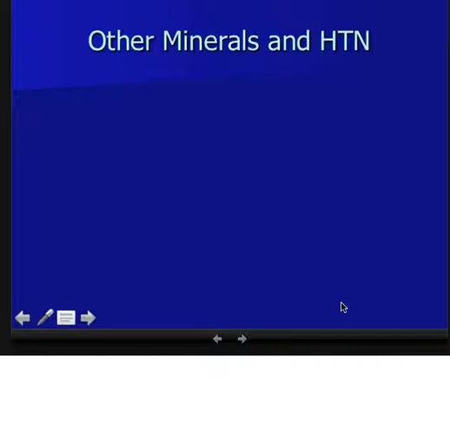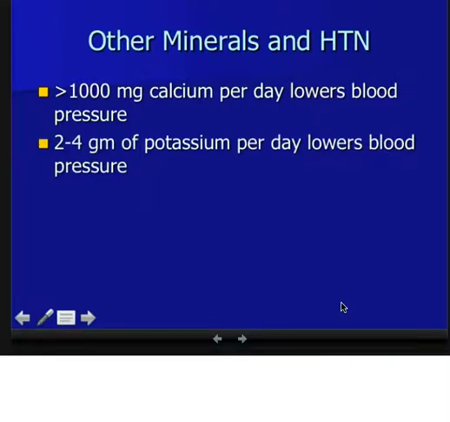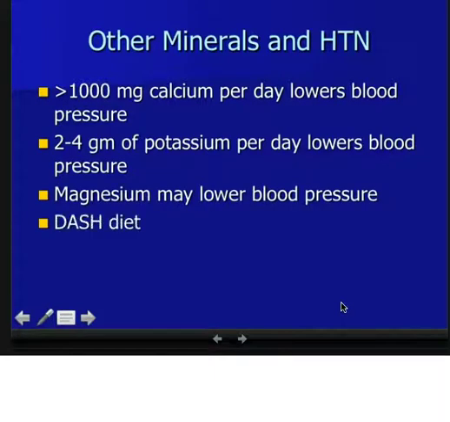So sodium and hypertension is particularly of note in individuals with kidney disease. Other minerals can affect hypertension. Greater than 100 or 1,000 milligrams per day can lower blood pressure. 2 to 4 grams of potassium per day can also lower blood pressure, and magnesium can lower blood pressure.